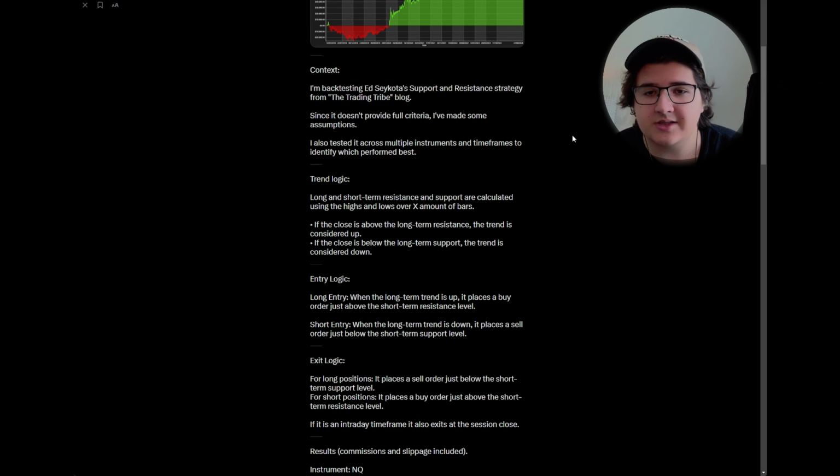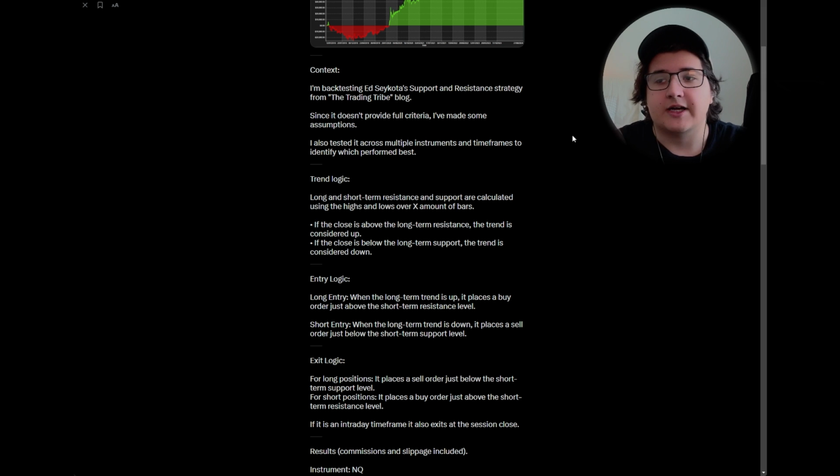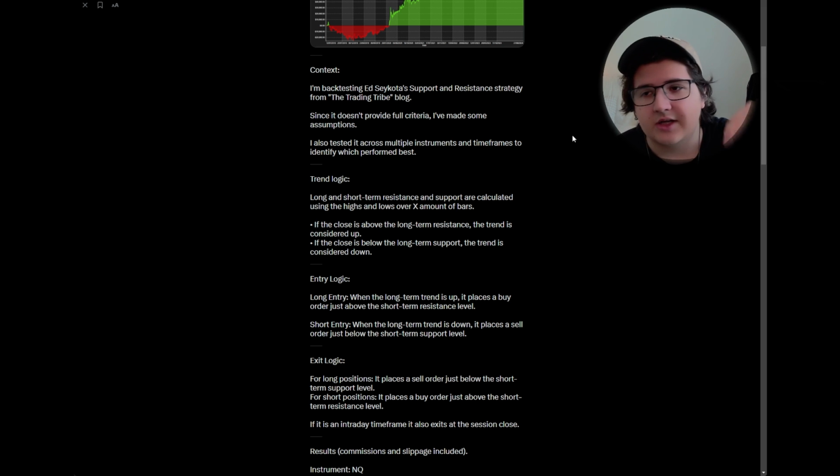I've also tested it across multiple instruments and timeframes to identify which performed best. Now, obviously, this could lead to overfitting and not great live results, but I just wanted to see exactly how it performed over a range, so we can at least get an idea of the top best performance, which is probably overfit, and then the other results as well.